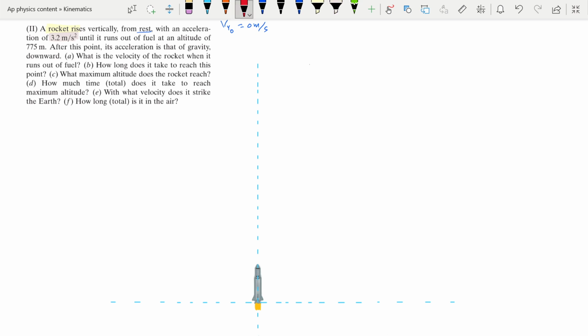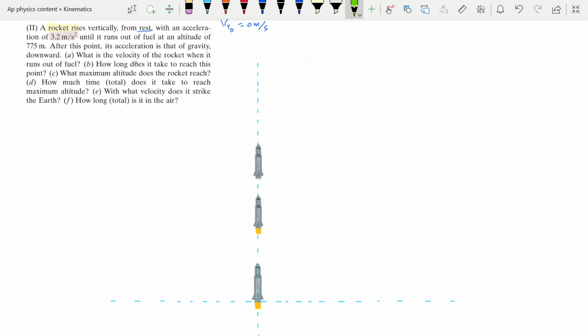So how will it rise? Because it's accelerating, it will cover more distance in every interval. So this is the level where it runs out of fuel. Before that, it was moving with constant acceleration, 3.2 meter per second square. And when it runs out of fuel, what happens after that? Now it will move on the basis of its inertia.